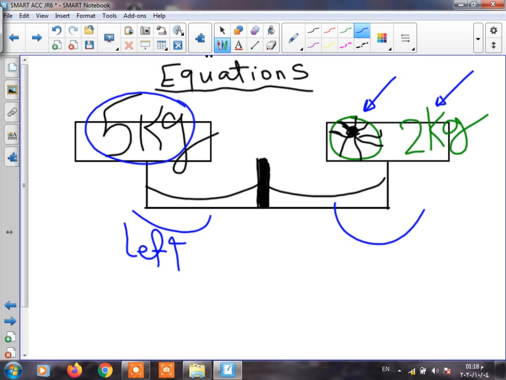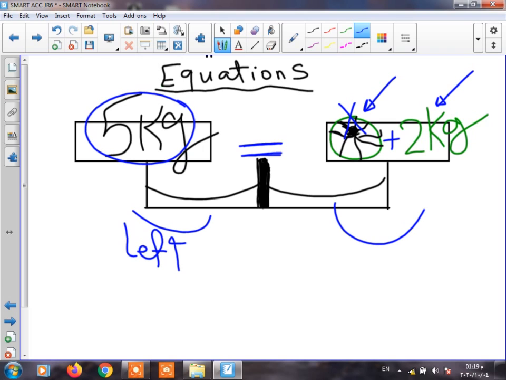So I have here in the left side 5 kilograms, and in the right side, this is the watermelon. We denoted the weight of this watermelon by x. So the weight of the watermelon is x kilograms, and I have in the right side 2 kilograms. If I want to write the equation, I want to make this scale balanced. What is the meaning of the scale balanced? That means that the value in the right side must be equal to the value in the left side.